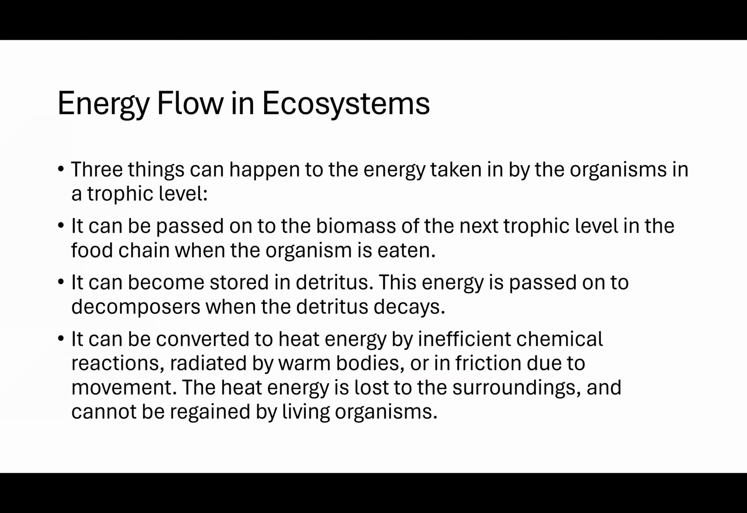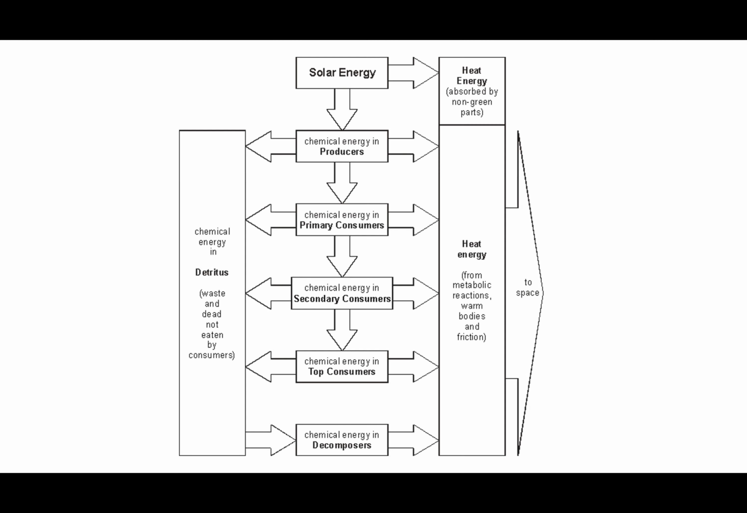So for energy flow in ecosystems, there are three things that can happen to the energy taken. So we'll look at how the energy taken can change as well. It can be passed on to the biomass of the next trophic level in the food chain when the organism is eaten. It can become stored in detritus, so this energy is passed on to the decomposers when the detritus decays. Then it can be converted into heat by all these different types of metabolic processes.